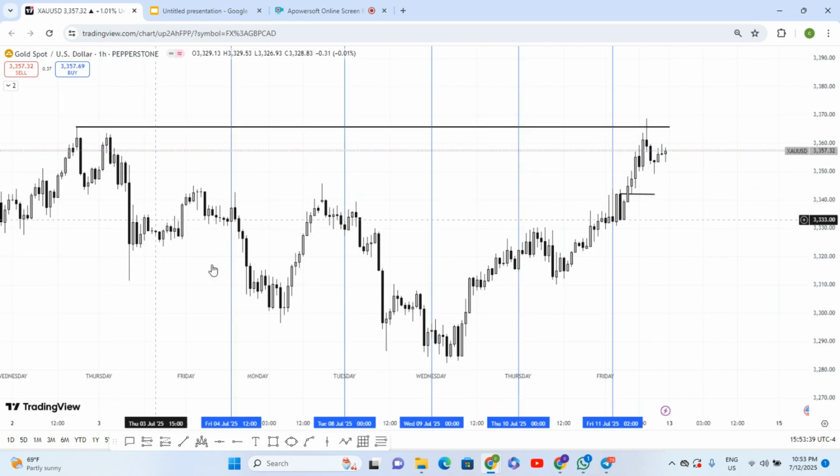So this is gold on the 1 hour. You can see by the time Friday started, this high was still intact. Price had not reached there. So during New York session, we had a retracement to this order block, and then we had that move up.